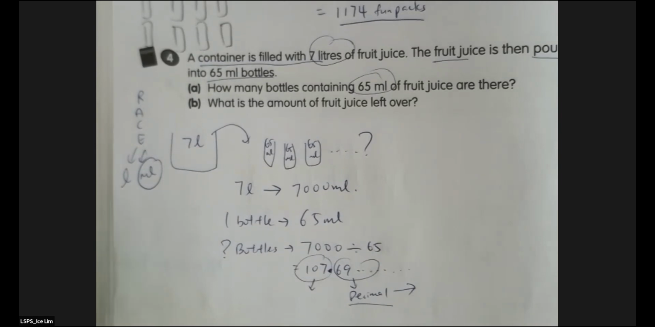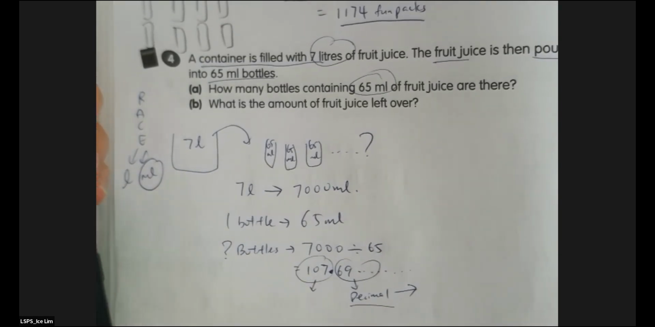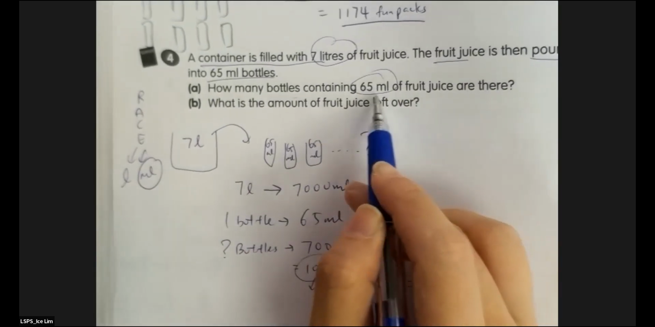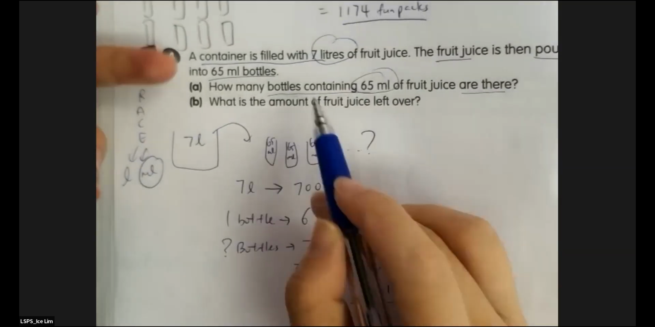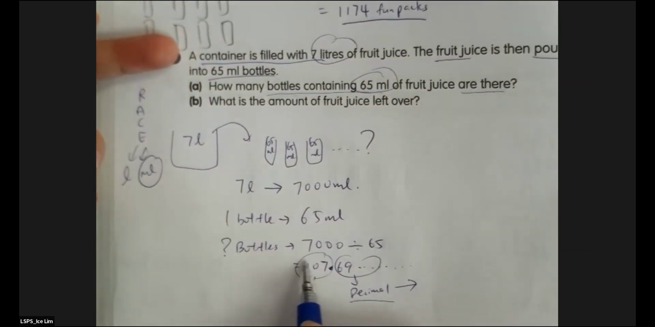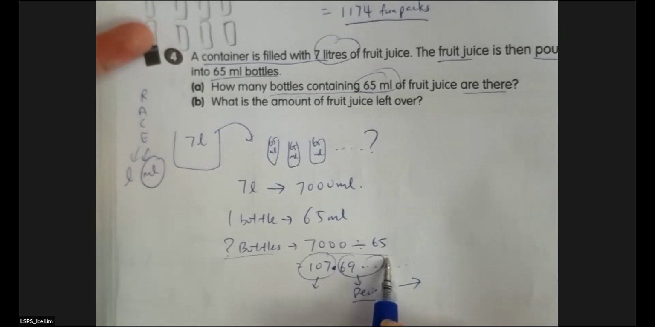Huh? What amount of what? So let's look at the questions. How many bottles containing 65 ml of fruit juice are there? And then I do this division. Is this division correct? Does division make sense to you?